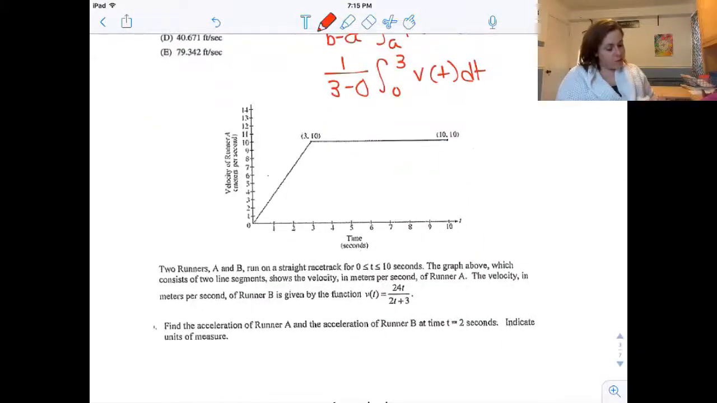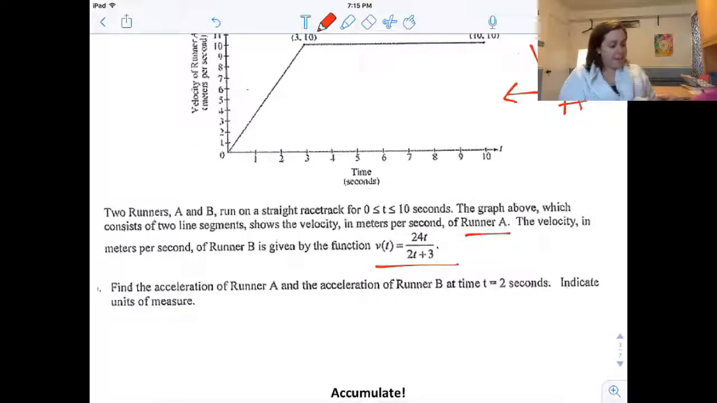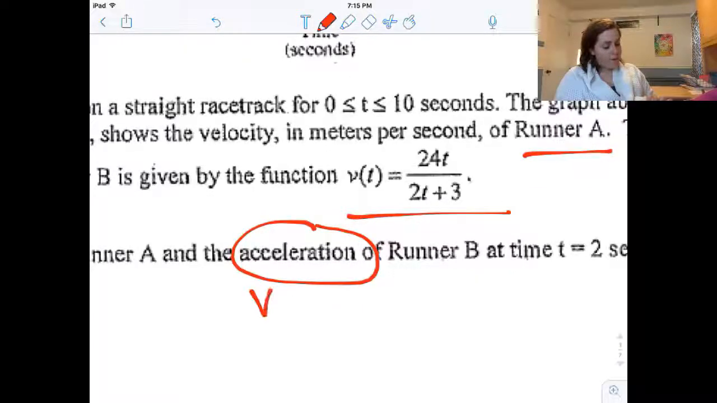Okay. Next one. So two runners, A and B, are on a straight racetrack from 0 to 10. The graph above, which is 2 line segments, shows the velocity of runner A. This is VA. The velocity of runner B is this. Find the acceleration of runner A and the acceleration of runner B at t equals 2. Indicate units of measure. So if I'm saying acceleration, what I'm saying is I want v prime of t, right?